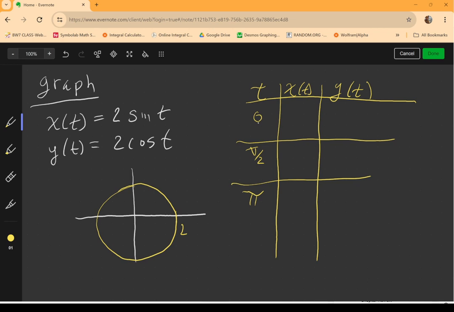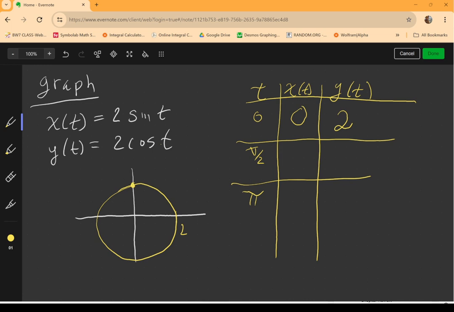So when t is 0, when I plug in 0, I get 0 for x, since sine of 0 is 0. And then when I plug in 0 for y, cosine of 0 is 1, times 2 gives me 2. So we start at the point (0, 2). So we start up here.